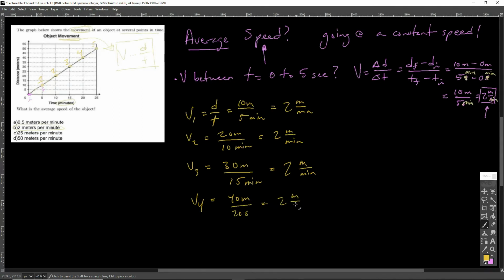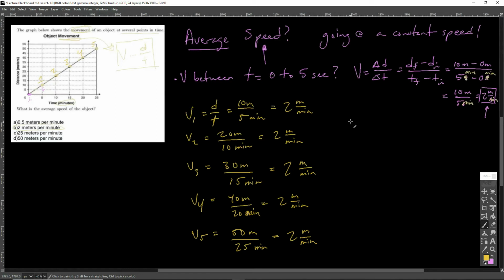2 meters per minute. What about the velocity at T5? Well, the velocity at T5 is 50 meters over 25 seconds. Oops, 25 minutes. Keep doing minutes. Keep doing seconds, I mean. So that's 2 meters per minute.